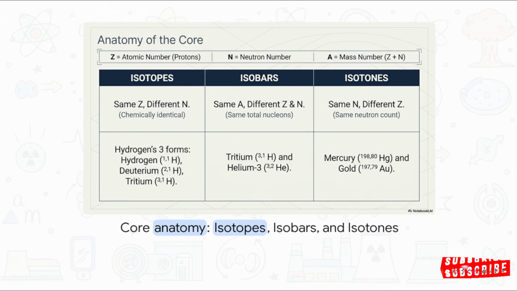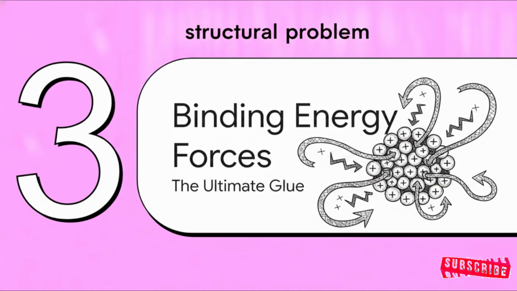And lastly, isobars. Focus on that A, which represents the mass number. Isobars share the same total number of nucleons, like tritium and helium-3. So just remember, PNA. Link that specific letter with the characteristic, and I promise you will never mix these up on a multiple-choice question. All right, Section 3, binding energy and forces, the ultimate glue.